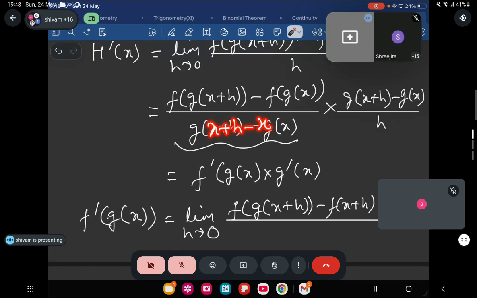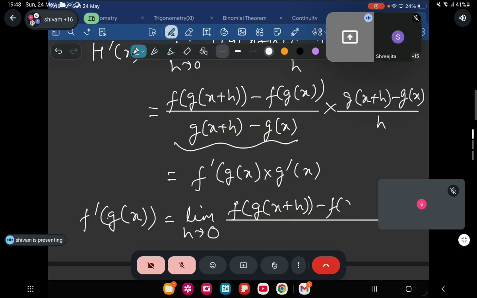minus x, right? So over here, what is the argument? g of x plus h minus g of x. Should be g of x over here.